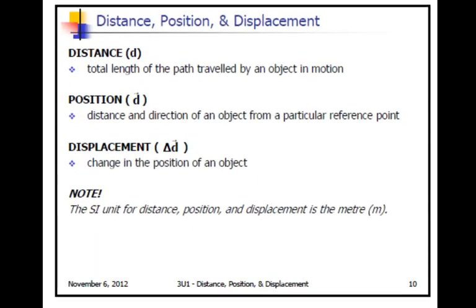Here is a nice summary of these definitions. Distance is the length of the path traveled by an object in motion. Position is the distance and direction of an object from a reference point. Displacement is the change in position of an object. And the note here says the SI unit for distance, position, and displacement is the meter.